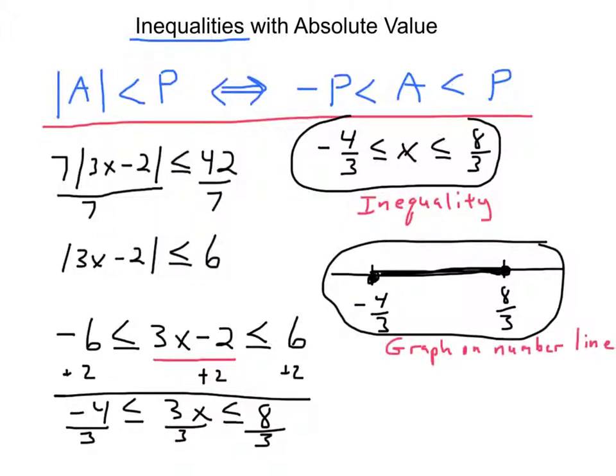And the last way is by using an interval. And that's where we're going to use closed brackets because we are including the endpoints. We put the left endpoint in, negative 4/3, then a comma, then the right endpoint, 8/3, and then another square bracket. And that would be an interval.